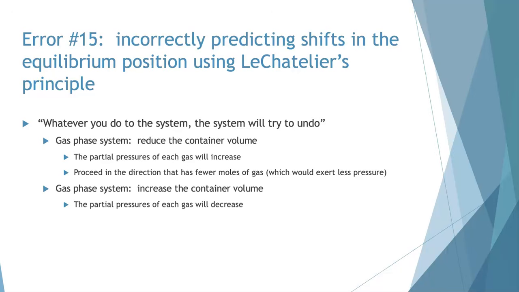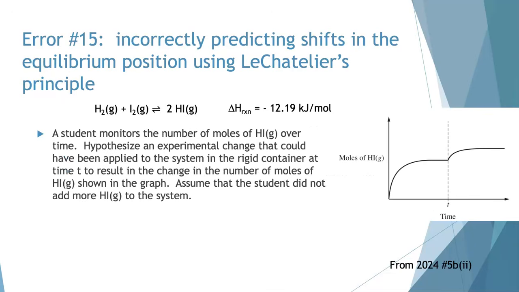If I increase the container volume, I'm going to do just the opposite. The partial pressure of each gas is going to decrease, and so in order to compensate, I'm going to go to the side that exerts a higher pressure, which would be the side of the reaction that has more moles of gas. So we can use this to make all of the Le Chatelier's principle predictions that we need.